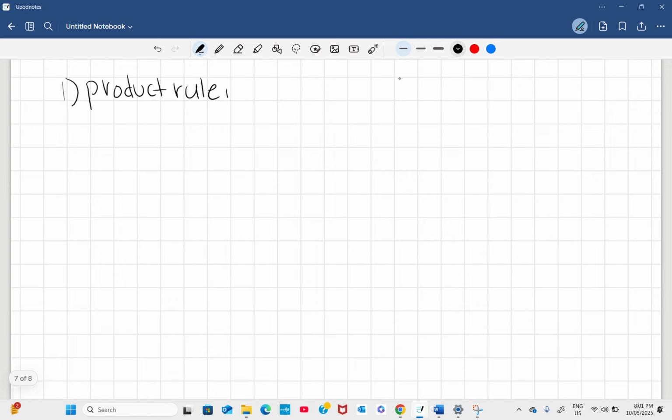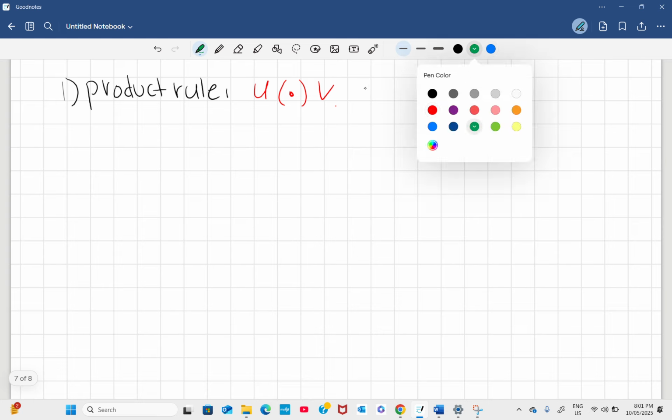Product rule. What's the product rule and when do I use it? I use the product rule when I have two functions multiplied by each other. So this is a symbol of multiplication. Let's say, for example, u times v. Now, what's my formula? How do I solve the product rule?